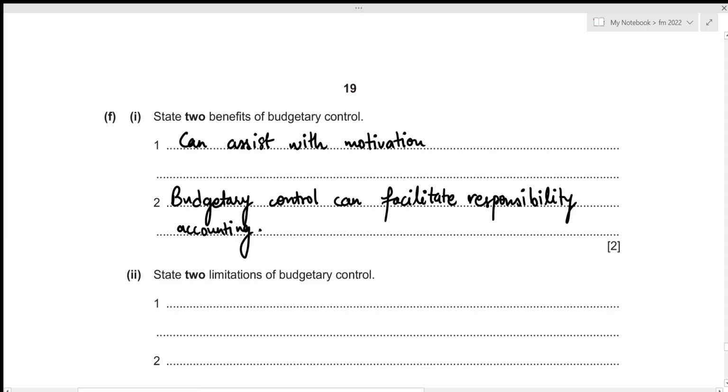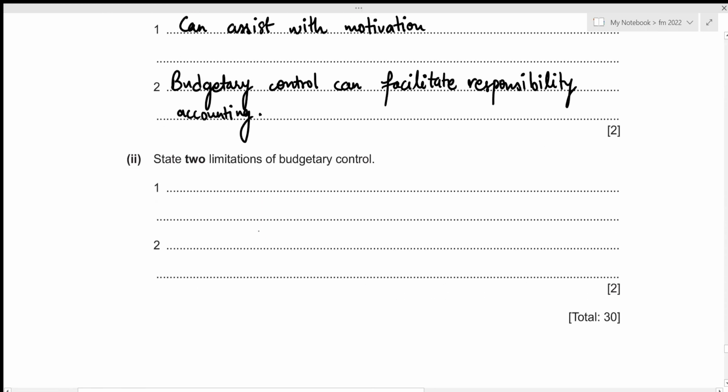And now for the second part, we need to state two limitations of budgetary control. So the very first limitation is that a poorly set budget can demotivate. So if we are setting an unattainable budget, then obviously the workforce will realize that that is not possible however hard they work. So they might lose all of their motivation, right? Let's write it down. A poorly set budget can demotivate.